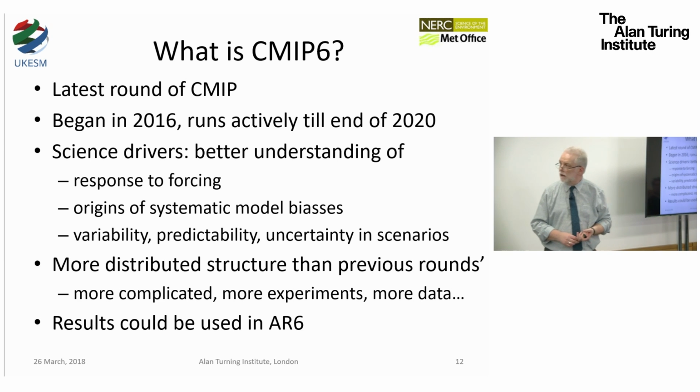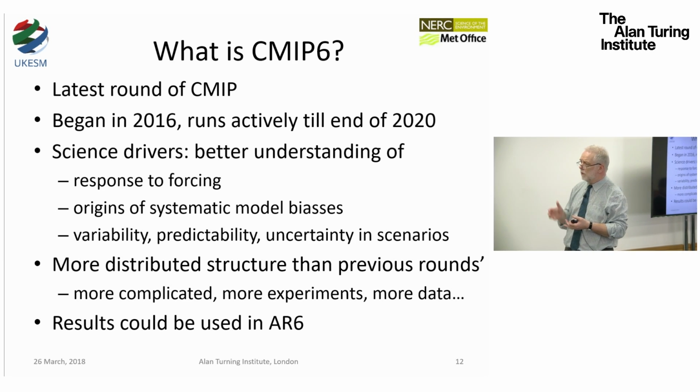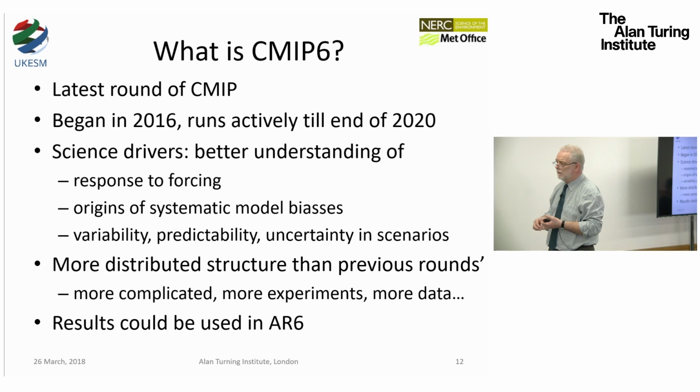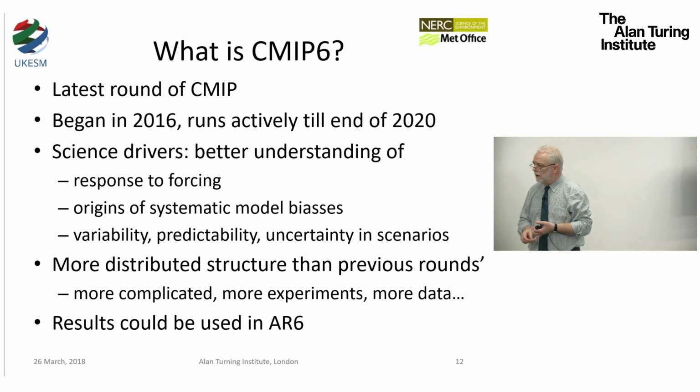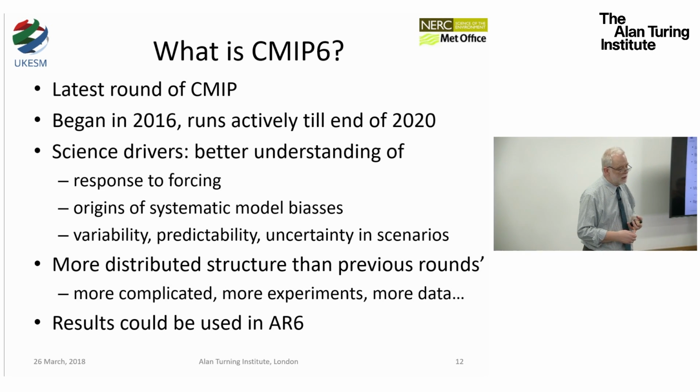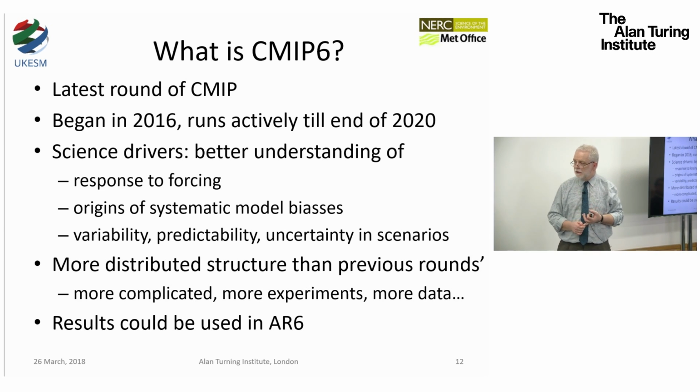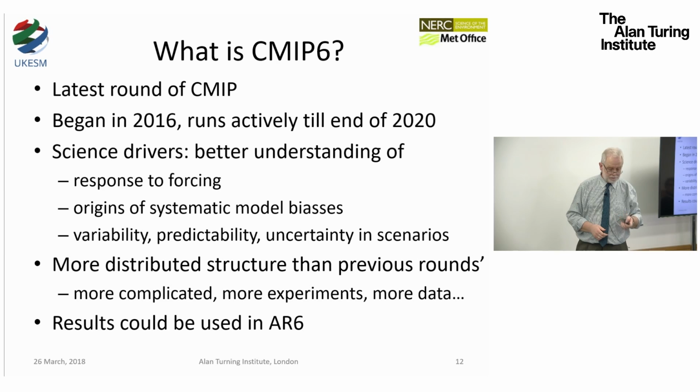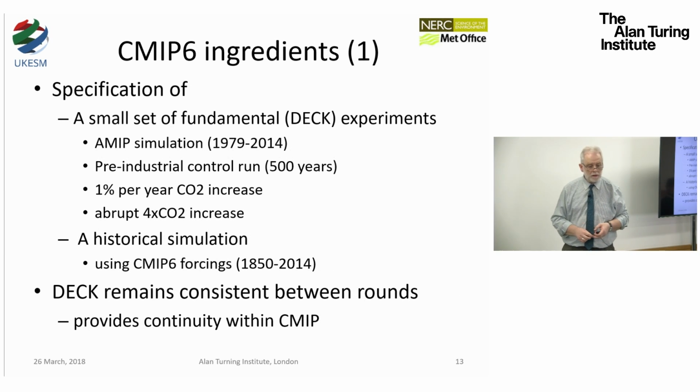It began 2 years ago. It runs to the end of 2020. And it's got specific science drivers: better understanding of response to forcing, model biases, predictability and stuff like that. It has, to say the least, a more distributed structure than previous rounds of CMIP. It's more complicated, there are more experiments, and they're generating more data. We'll see why in a minute.